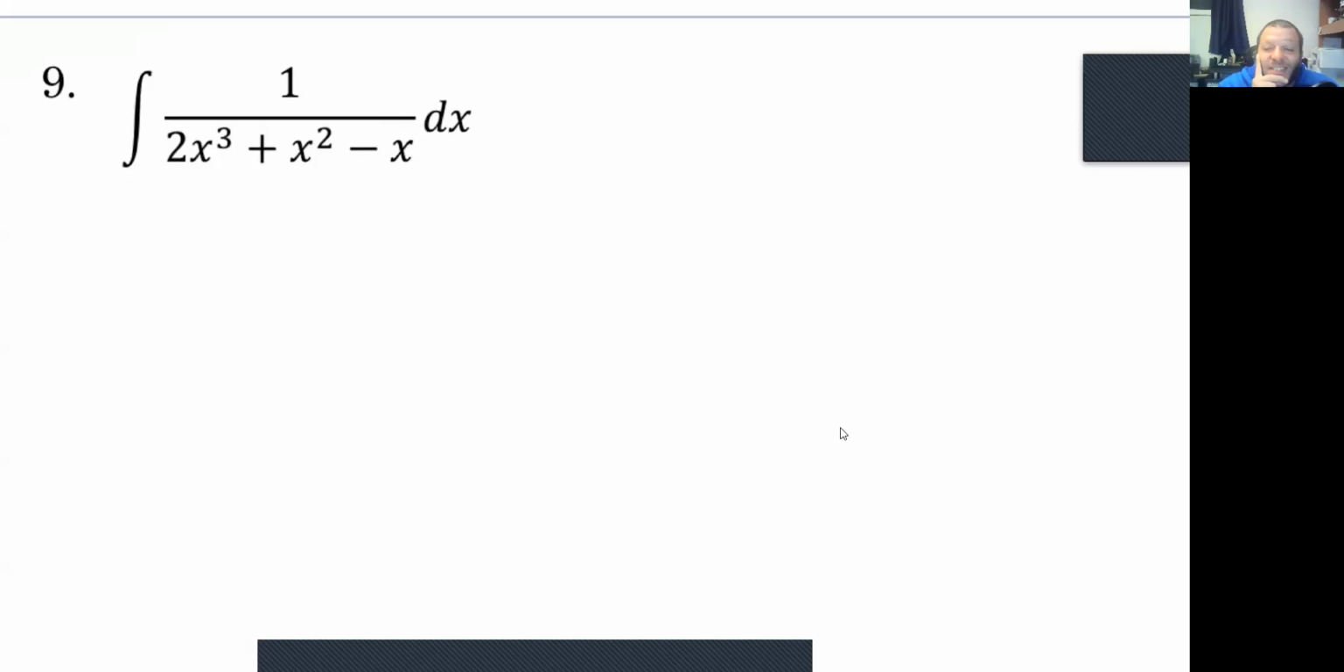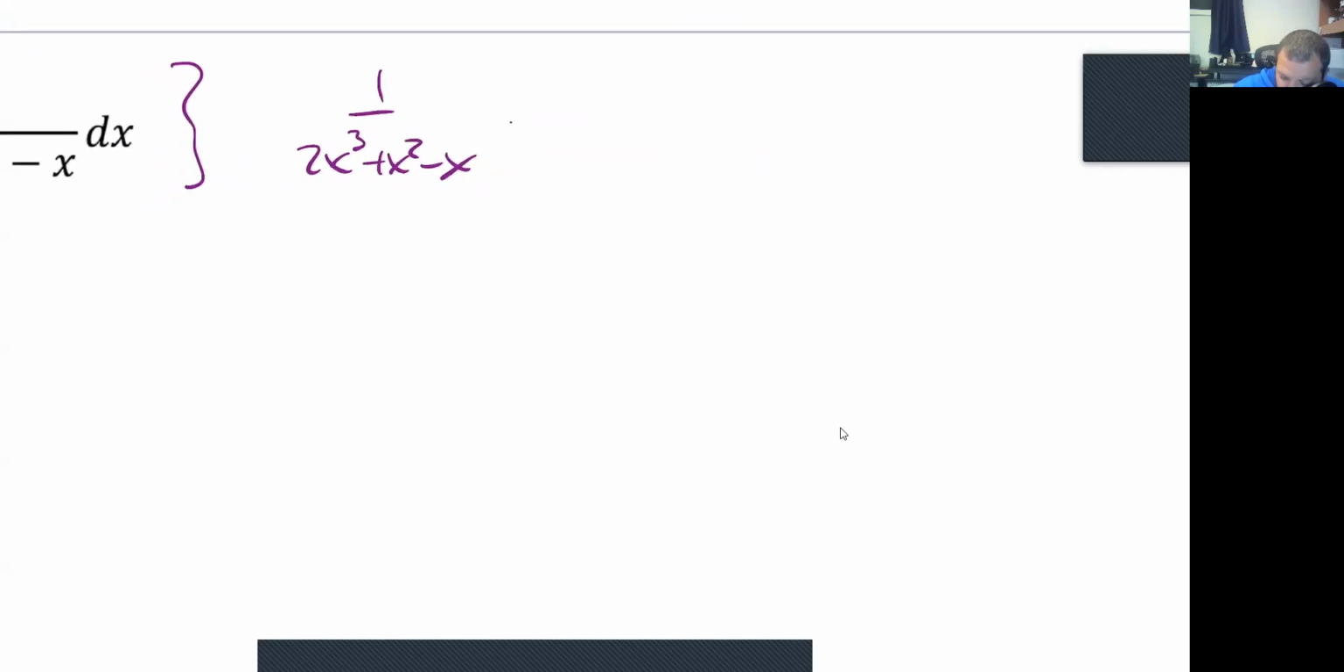So, question 9, this is a partial fraction decomposition question. Let's try to factor this thing. I'm just going to work with the fraction, then throw everything back into an integral. If I have 1 over 2x cubed plus x squared minus x, I could factor this denominator by pulling out an x: 2x squared plus x minus 1.